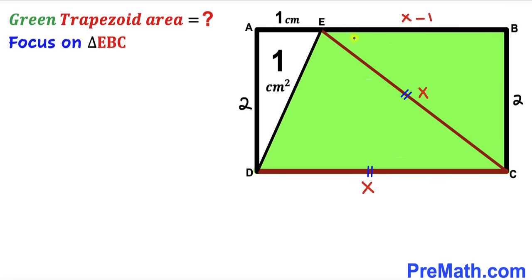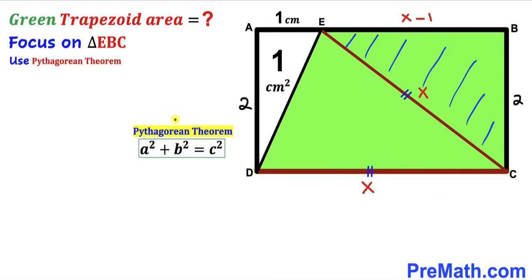Now let's focus on this right triangle EBC, and we are going to use the Pythagorean theorem to solve for x. Here's our Pythagorean theorem: a square plus b square equals c square. In our case, our hypotenuse is x, whereas our two other legs are x minus 1 and 2. Let's fill in the blanks in this formula. So we got x minus 1 whole square plus 2 square equals x square.